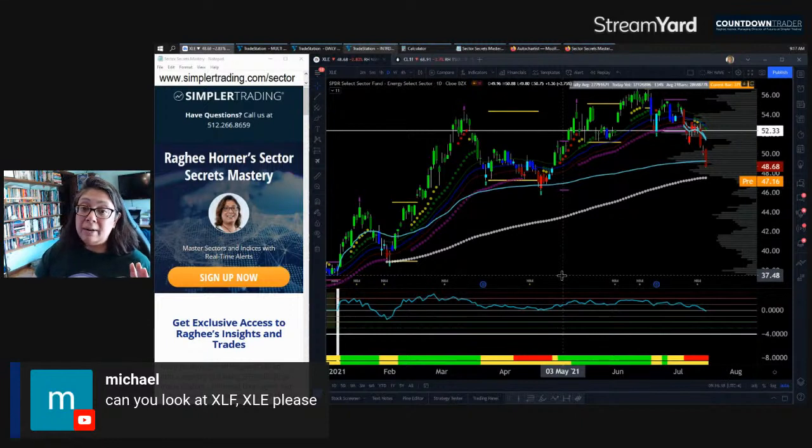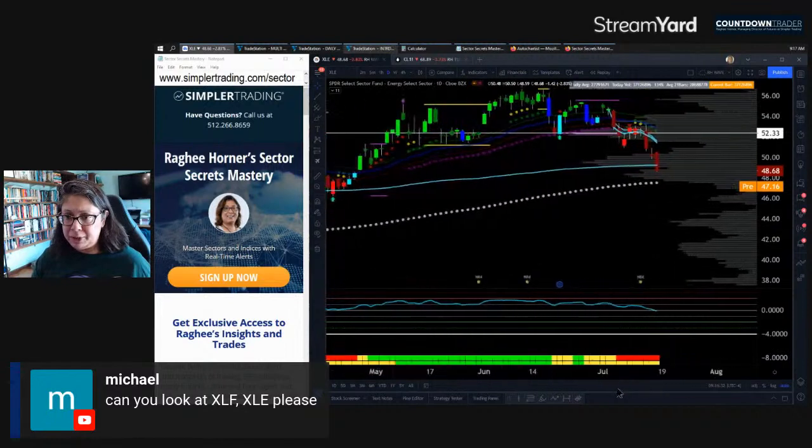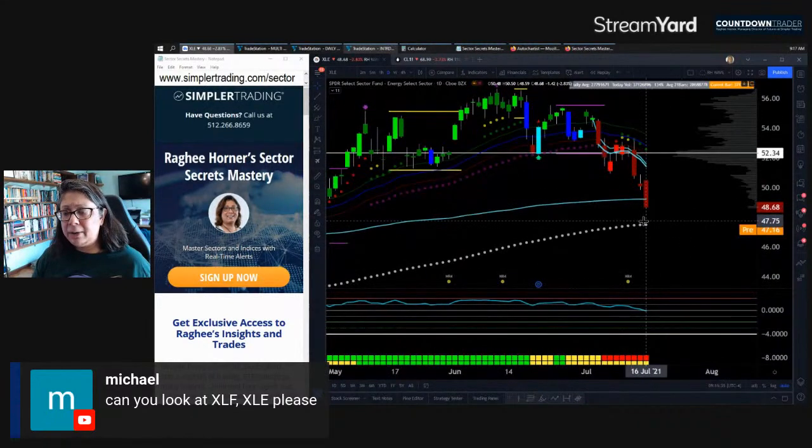XLE, let's wait. Although we've gotten right back to that VWAP, and we've found support before, remember, that's a technical conversation. The news right now is the aftermath of OPEC. So what I would tell you to do with this, let me zoom in a bit and show you. It's a large down candle. Let's wait for a minor low.